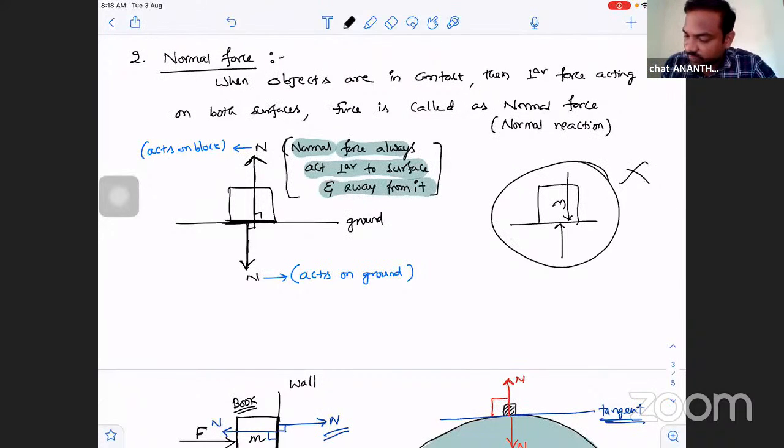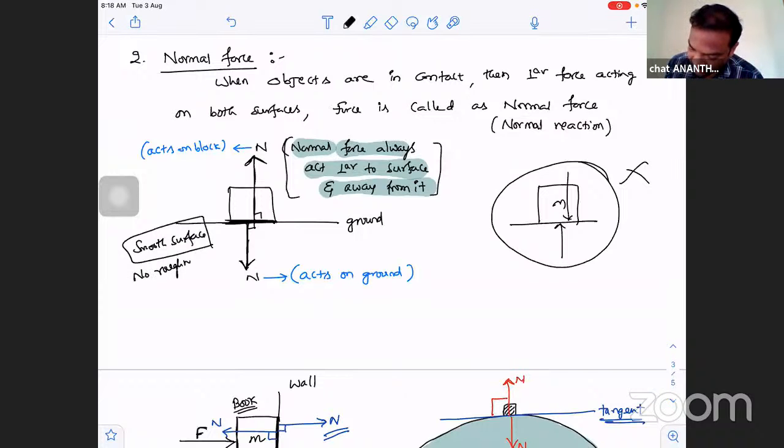Here we are dealing with all smooth surfaces. Smooth surface means no friction, no roughness. Unfortunately, we have to discuss roughness or friction after these Newton's laws of motion. So for now just remember a smooth surface. Whenever an object is kept on a smooth surface, normal force will act because of contact.